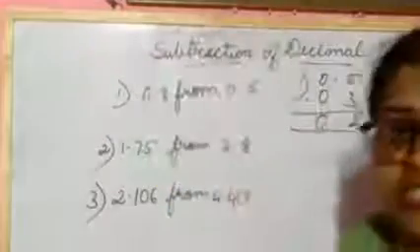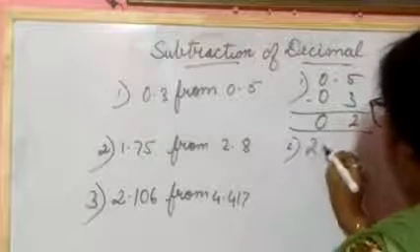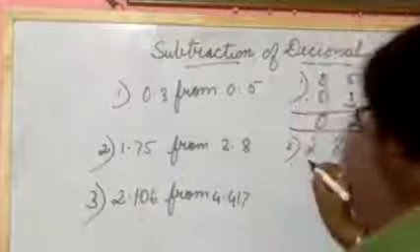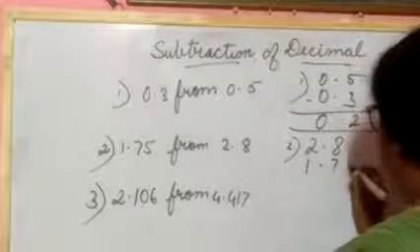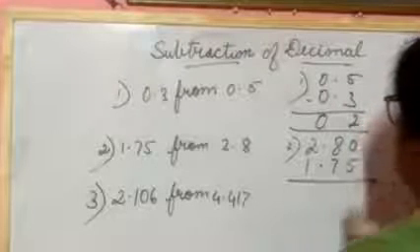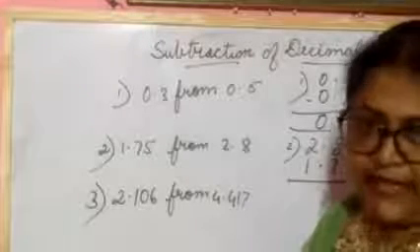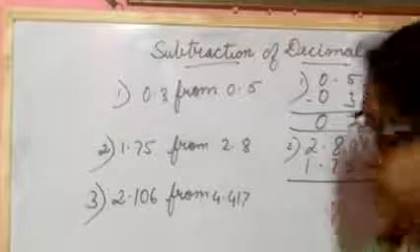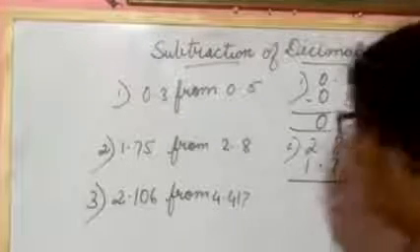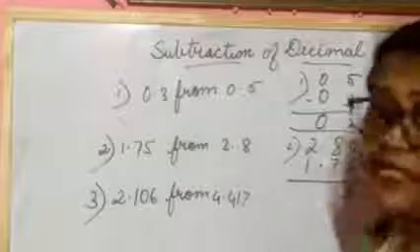So how you will arrange? First you will write here 2.8, the second number minus 1.75. So in the hundredths place what you will write here? Nothing is there, you will write 0. So what you will do, that 10 minus 5. First you will subtract the hundredths place. So 10 minus 5, what you will get here? 5.